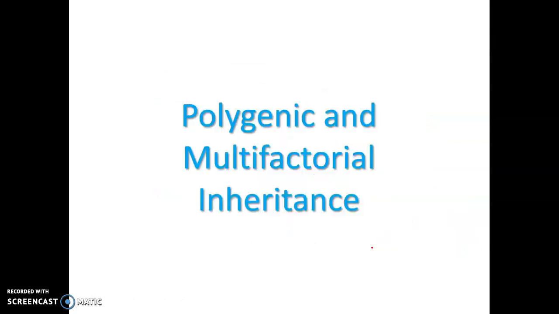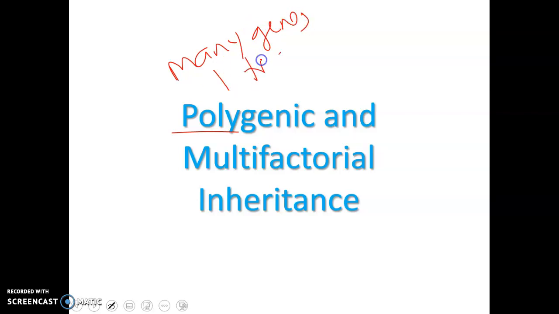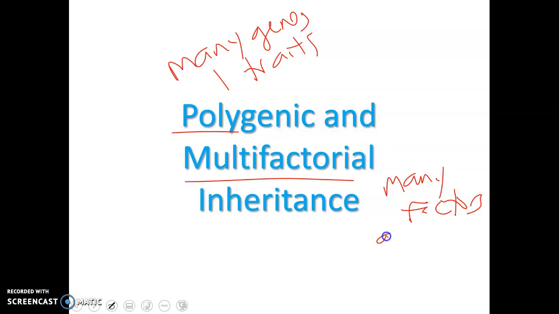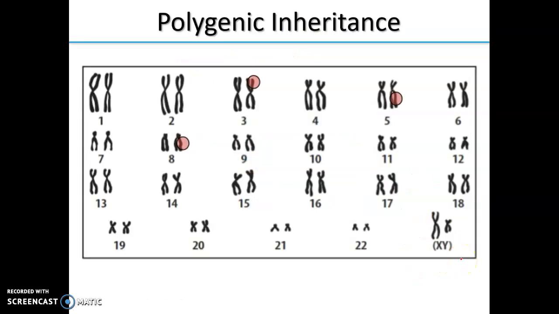Now we have this idea of polygenic and multifactorial, okay? Polygenic, many genes. So here we're talking many genes, one trait, okay? Multifactorial, many factors. And in this case, the factors are usually genes and environment, okay? So polygenic, many genes. So now we're looking at genes that exist on chromosomes 3, 5, and 8. All contribute to one phenotype.